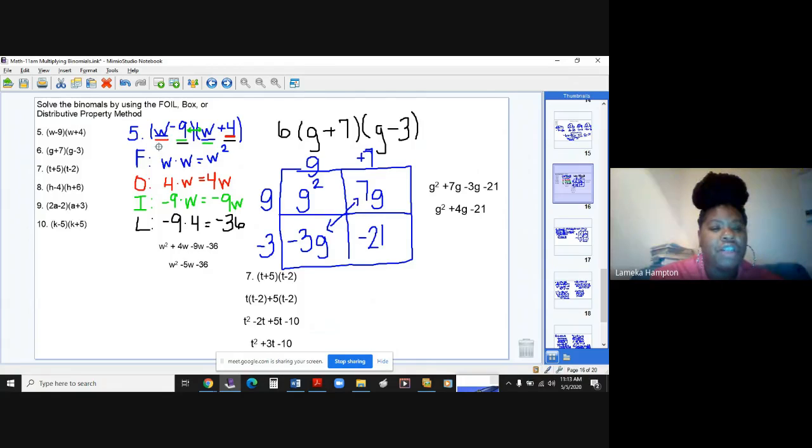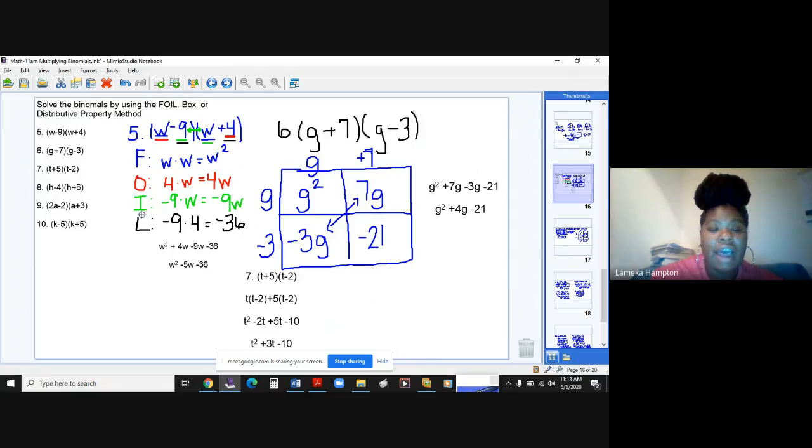Okay, so very quickly, we have W times W, which is the first term in each binomial. So we have W times W, which gives us W squared. Then the O stands for outer. So I have 4 times W because 4 and W are on the outer skirts of the parentheses. And that gave us 4W.